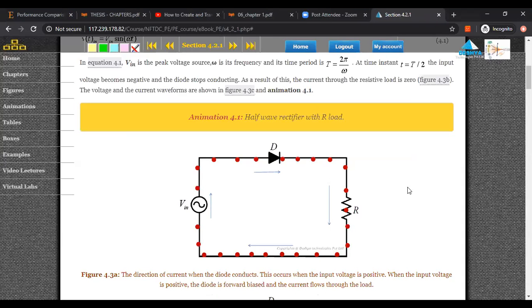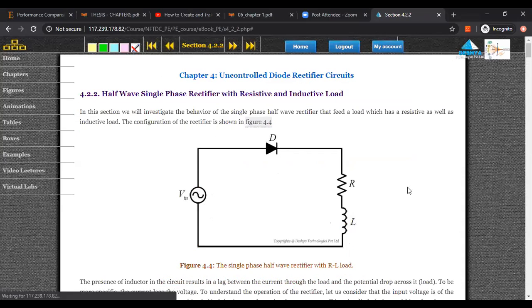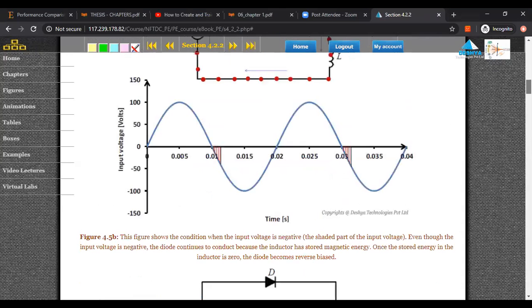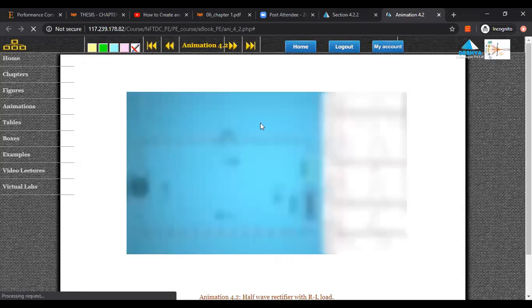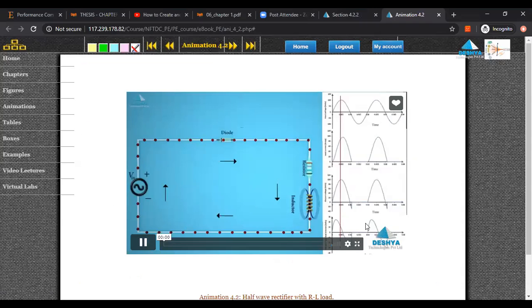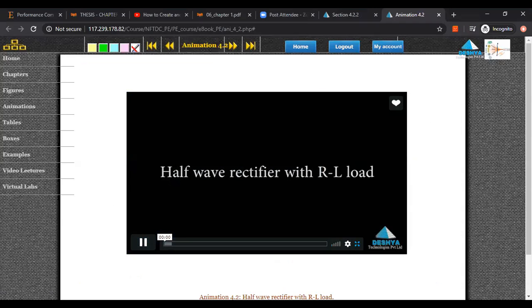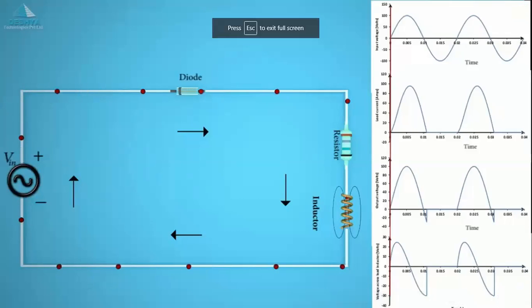Similarly, let me go back to this. And I would like to do it for the other case, which is the RL load. I just want to discuss the RL load as well. So I will show you the RL load animation. This is the shortest way I can explain with the animations which are made. So for you specifically, this is for the RL load I have.